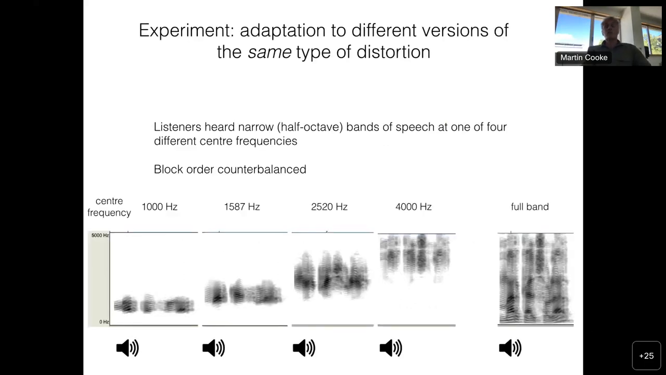So what we decided to do was to choose a paradigm where listeners would have the best chance of transfer, if there is indeed any kind of transfer. And that is using the same kind of distortion in each of the conditions, but just changing the parameter which defines the distortion. So we chose to use narrow spectral bands, but simply chose four different center frequencies and counterbalanced them. So I'll just play you some examples of these, and you can judge for yourself whether you think they're similar enough to be regarded as transferable skills. There we go. Starting with the 1 kilohertz band.